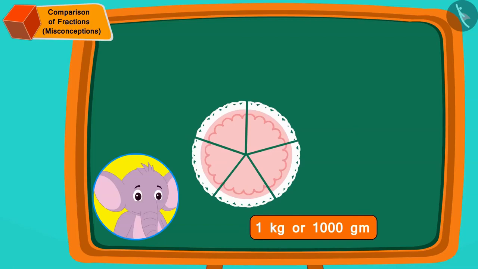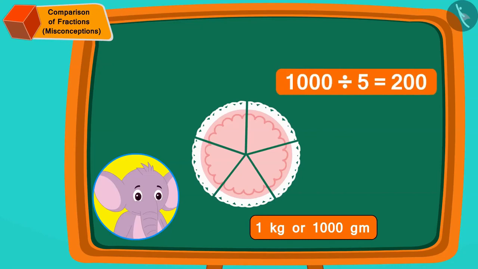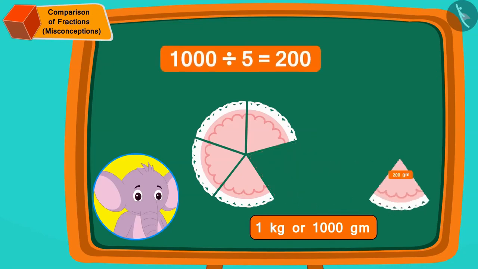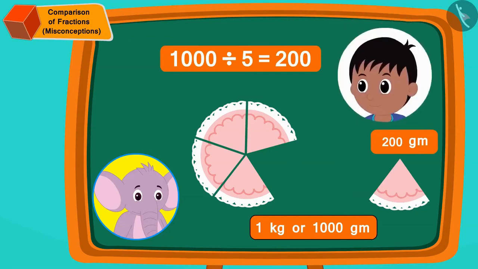Exactly. Every part is 1000 divided by 5 or 200 grams. In this way, Raju got 1 portion of Appu's cake or 200 grams of cake.